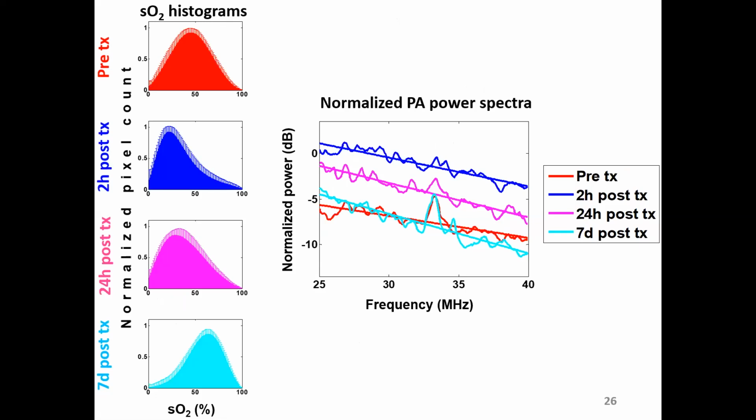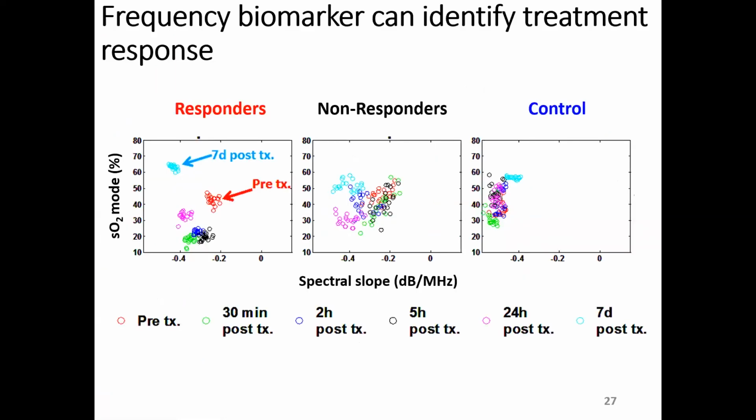And if we now normalize or take these power spectra and look at them as a function of time post-treatment, and simultaneously examine the changes in our oxygenation as a function of time post-treatment, you end up with curves that look like this. So this scatter plot here looks at the relationship between the mode of our SO2, a metric that arises from our histogram distributions of oxygenation, as a function of the spectral slope, a parameter which is sensitive to the size of these vessels.